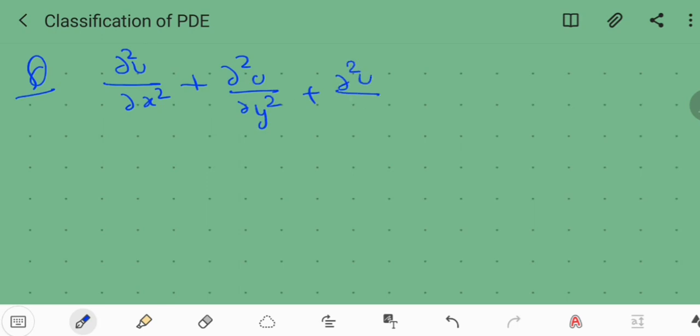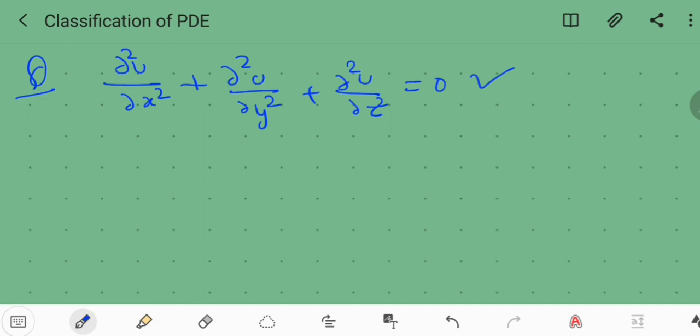Here we are going to study the types of partial differential equations. Before that, keep this in mind. Let's say I have an example: del square u by del x square plus del square u by del y square plus del square u by del z square equals 0. And just by looking at it, you need to find out whether this equation is elliptical, hyperbolic or parabolic in nature. So how can you find that?